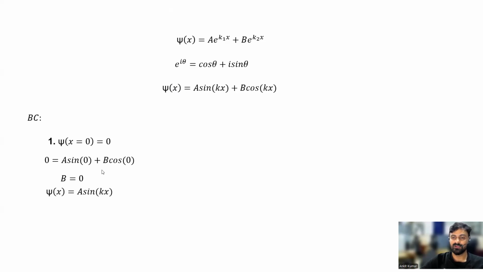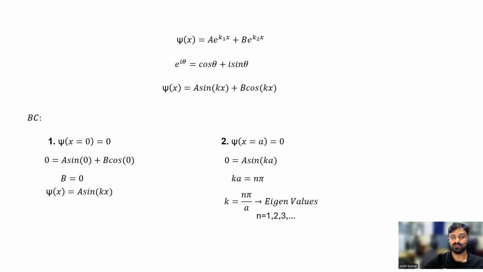And once we get the value b0, that will give you the value of the wave function psi, that is equal to A sine kx, and that is the eigenfunction, which is sinusoidal in nature, right? Now, once we substitute the second boundary condition, psi at x equals a is equal to 0. So here we get 0 equals A sine ka. And from there, we can calculate the value of k, that is equal to n pi by a.